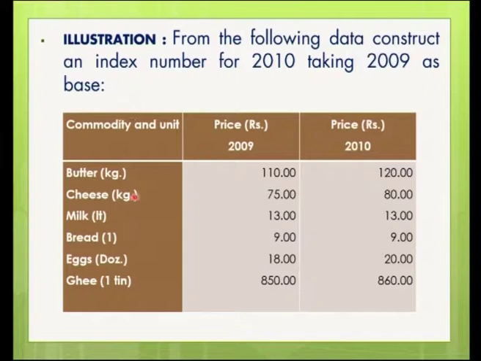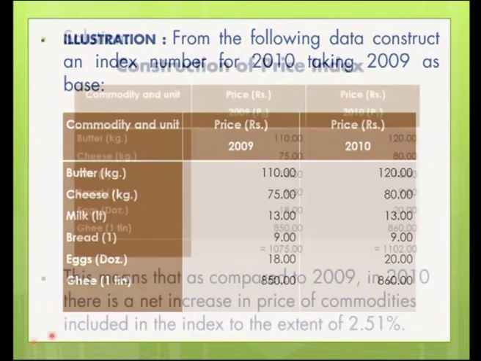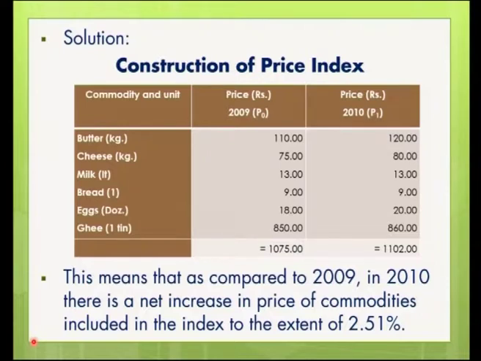Now see, the commodities and their units are given. For butter, the price in the year 2009 is 110 and the price in the year 2010 is 120. So, there is a 10 rupees increase, and for cheese 75 rupees and 80 rupees. Likewise, we can see the commodities and their prices in the year 2009 and the year 2010. We shall construct the price index for this problem.